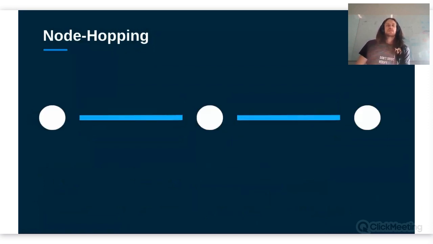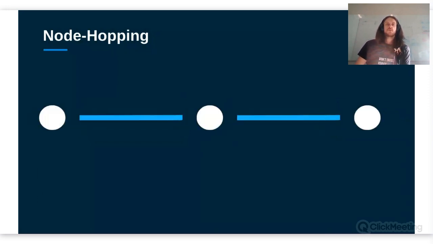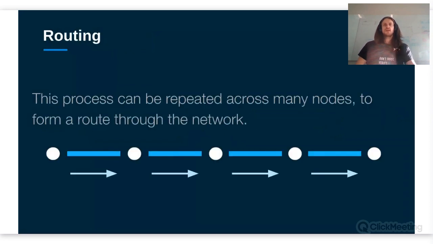All right, so we're going to take a bigger picture look at this. So let's simplify this. The individuals are the white dots, and the channels are the blue lines. So you could repeat this process across many nodes. There's no reason that you couldn't do this across 4, 5, 6, 7 nodes. So this allows you to route payments much, much further away.